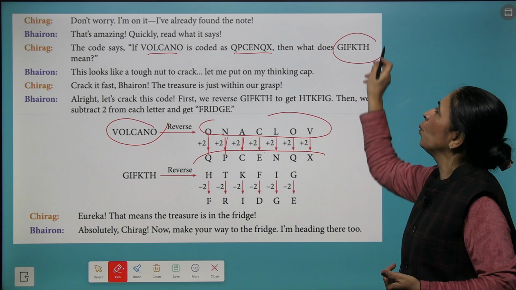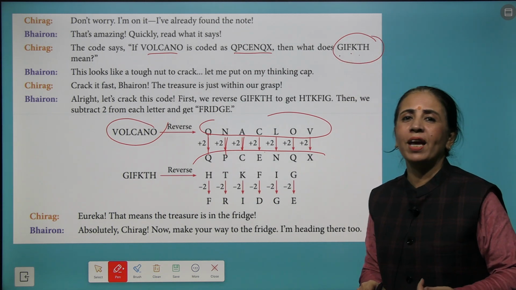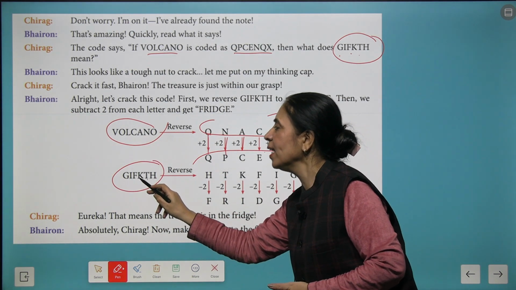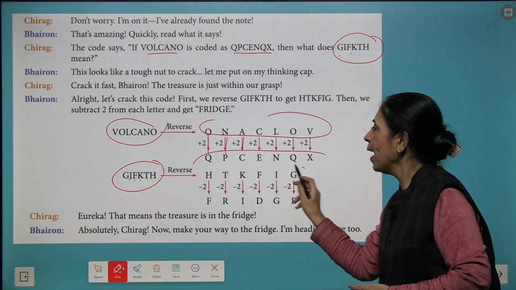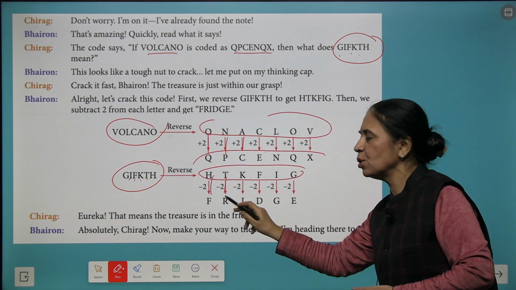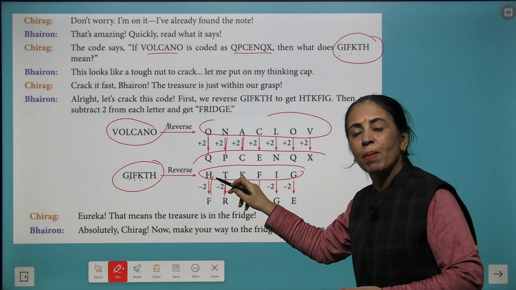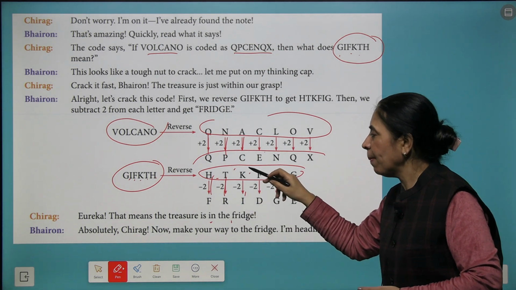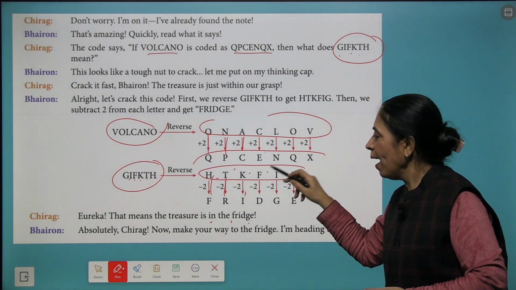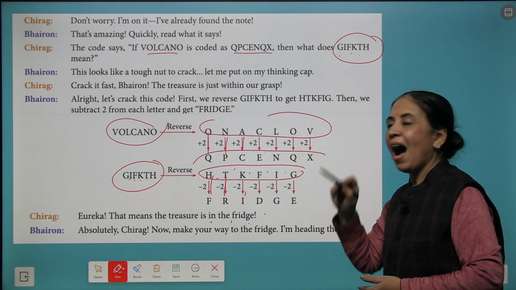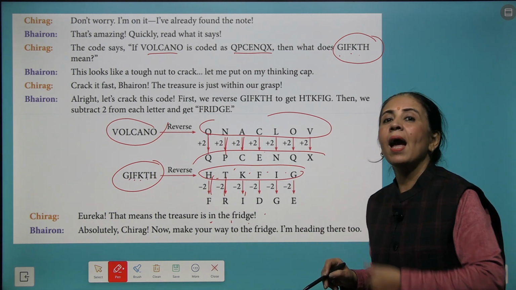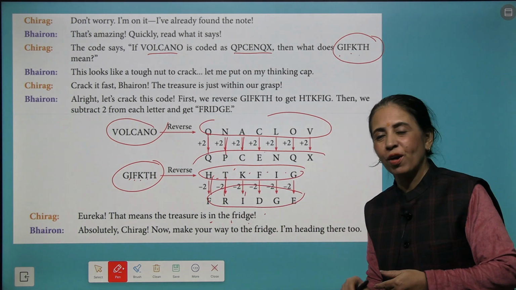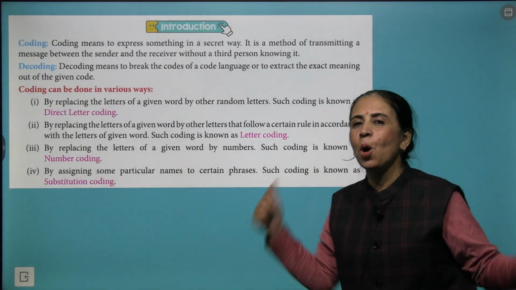Now we need to find what GIFKTH is. Let's first reverse this. We get HTKFIG, and this time we are doing minus 2. So H minus 2 gives you F, T minus 2 gives you R, K minus 2 gives you I, F minus 2 gives you D, I minus 2 gives you G and G minus 2 gives you E. The treasure is here in the fridge and we got it.